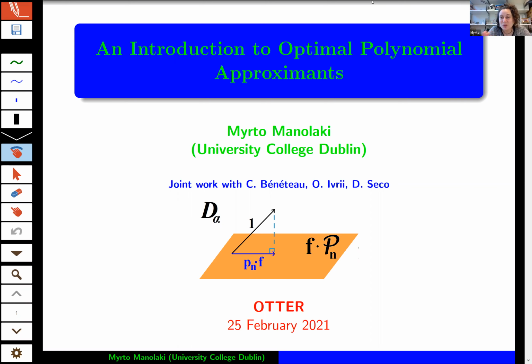But in any case, my talk today will be an introduction to optimal polynomial approximants from the point of view of my own research stream. This is based on joint work with Catherine Beneteau, Le Givry, and Daniel Secco, but I would like to start my journey with something else.